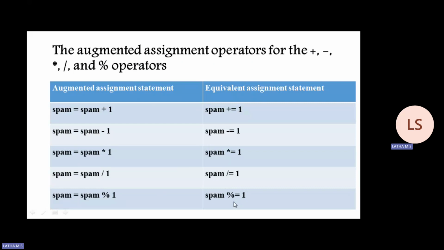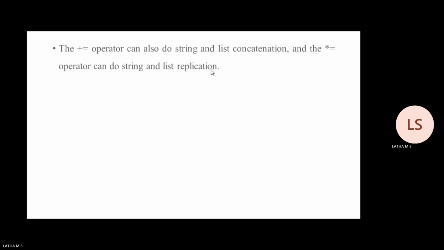Percentage is equal to what? Quotient or remainder? Quotient. It's a quotient. So this is a statement you are using in every Python code, but this is the operator you are looking for, augmented assignment operators. For example, the plus operator can do string concatenation and asterisk will do the multiplication, or we call it replication.